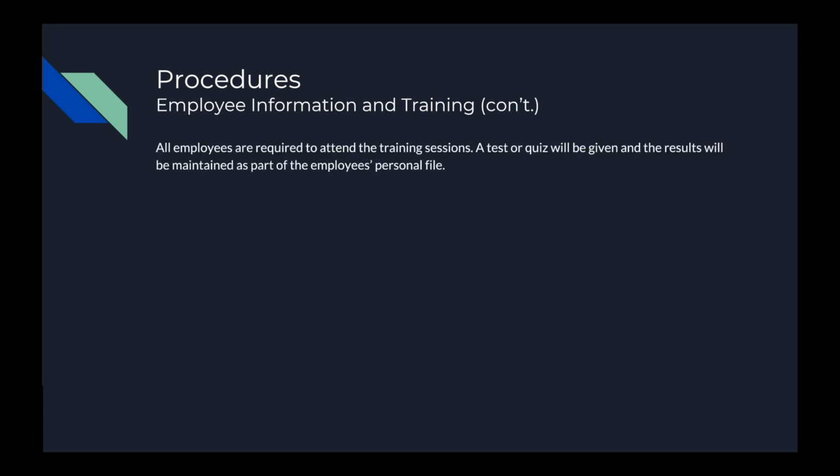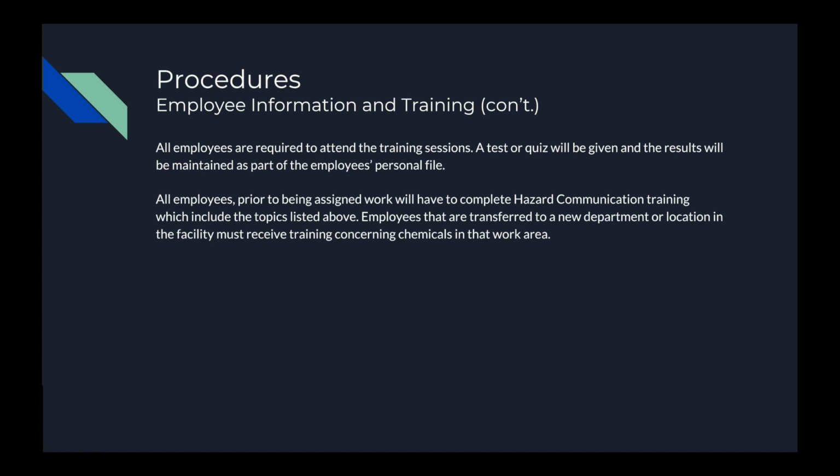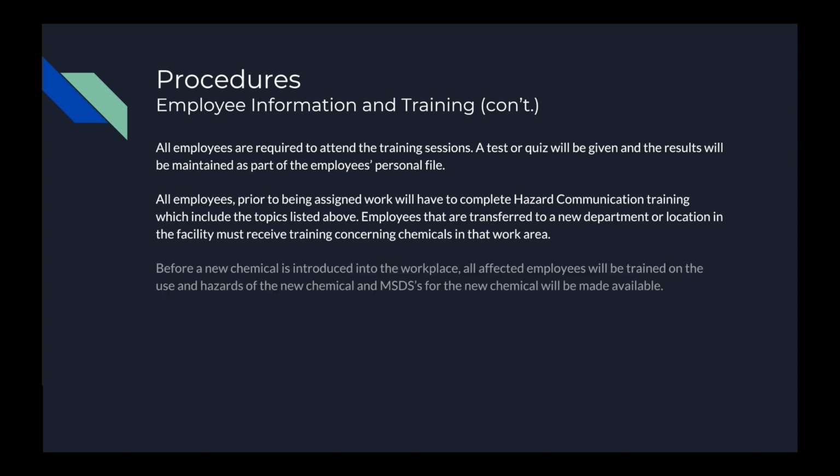Procedures, employee information and training continued. All employees are required to attend the training sessions. A test or quiz will be given and the results will be maintained as a part of the employee's personal file. All employees, prior to being assigned work, will have to complete hazard communication training, which includes the topics listed above. Employees that are transferred to a new department or location in the facility must receive training concerning chemicals in that work area. Before a new chemical is introduced into the workplace, all affected employees will be trained on the use and hazards of the new chemical, and MSDSs for the new chemical will be made available.